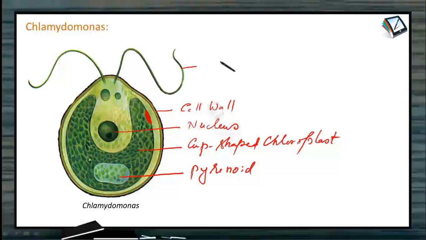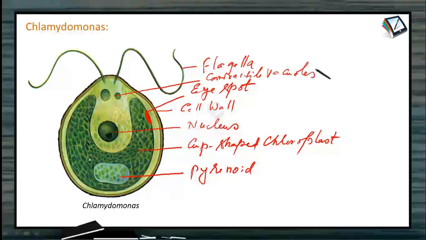These are flagella. As we discussed earlier, all motile forms have a red eye spot. It is light sensitive. These are contractile vacuoles. So this is a unicellular alga which is very prevalent in fresh waters.